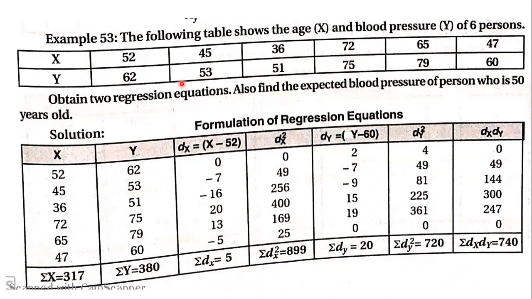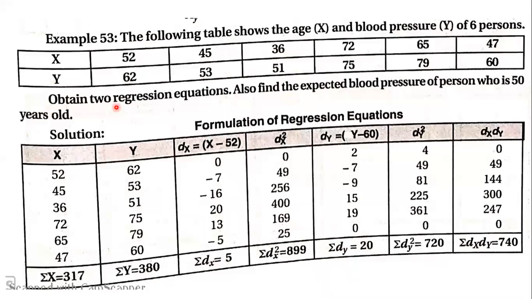The following table shows age, that is x. They have only given it as x. So age is denoted as x and blood pressure is denoted with y. There are 6 people's data that are given to us. So we have x and we have y. x is nothing but age, y is blood pressure of those people.